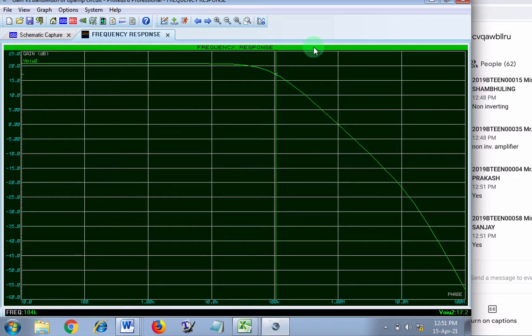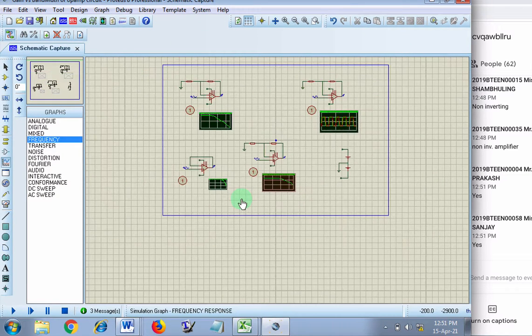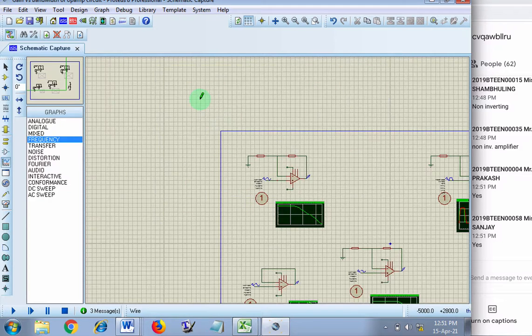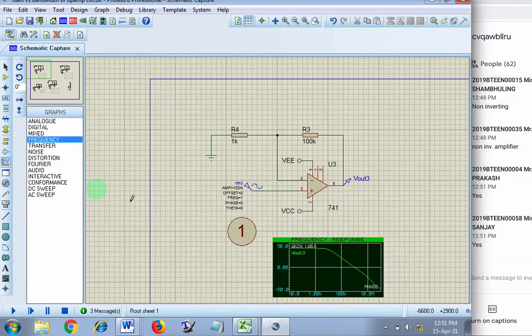Okay, so if you increase the gain, the bandwidth will fall. Now we will go to this particular circuit. What is the gain now? 1 plus 100 divided by 1, that is 101 gain, still higher. You can make it exactly 100, no problem, 99 plus 1. Okay, you can do that. I'll leave it to you.